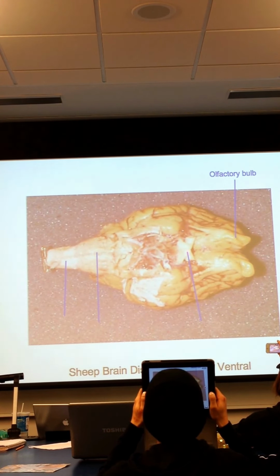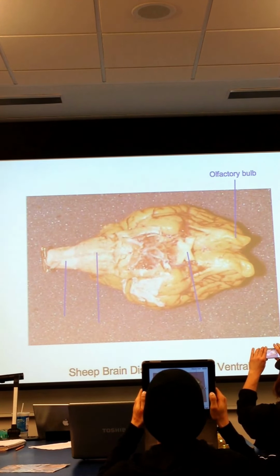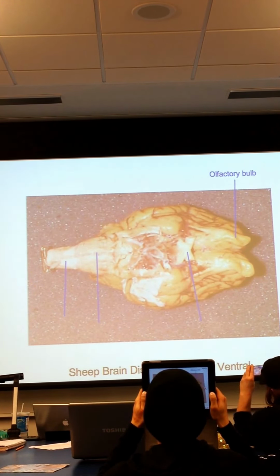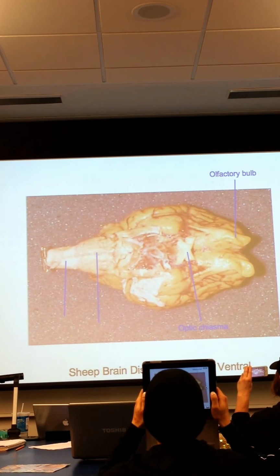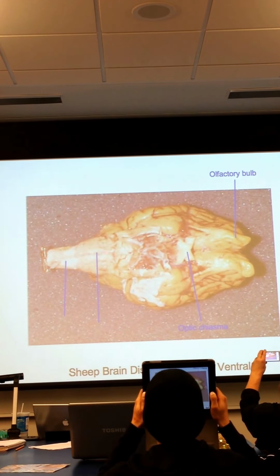Is it the chiasm? No, it starts with an O. Not occipital, that's a lobe. It starts with optic. It's the optic chiasma. You're almost there. Okay, the optic chiasma. Then we have this one up here with us.